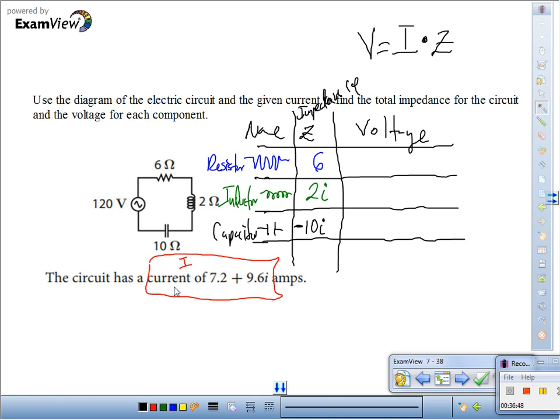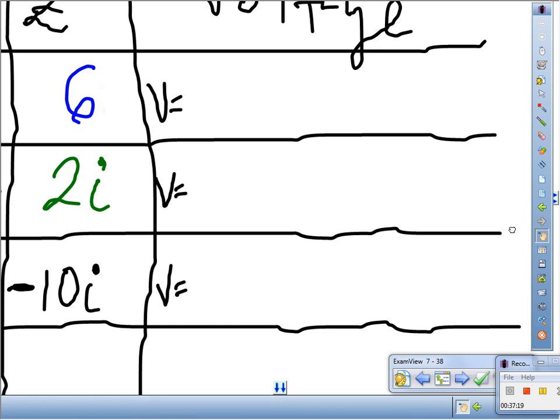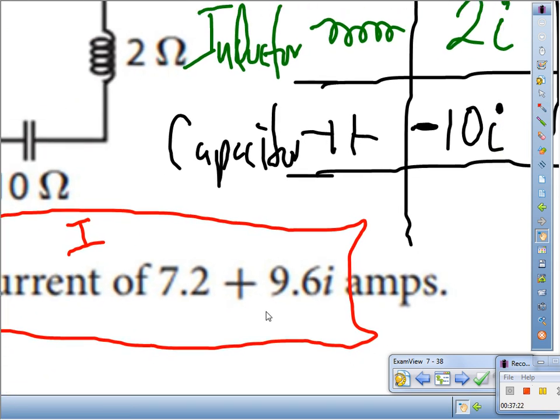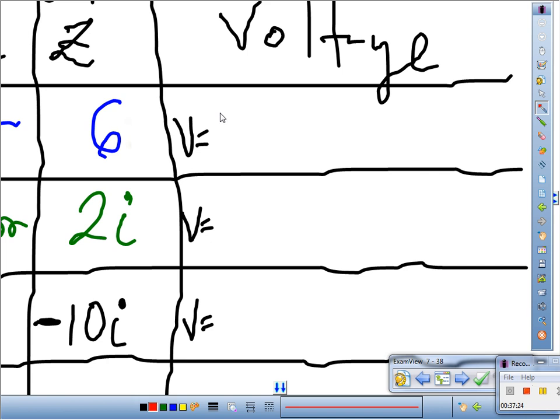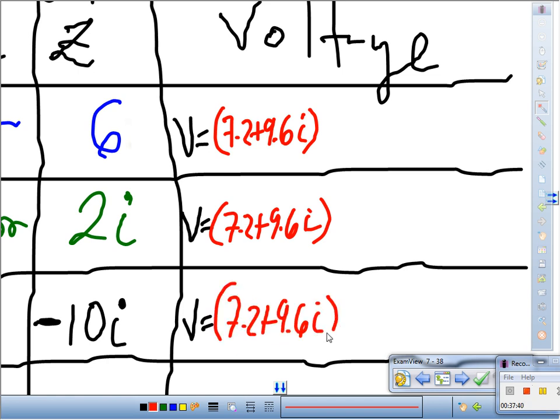And remember, for each of them, we need to find this. So let's do this automatically. Look up, guys. For each one of these, let's write V equals, and the first thing you write is your voltage. What is the voltage given? 7.2 plus 9.6I. Write that in parentheses. 7.2 plus 9.6I.